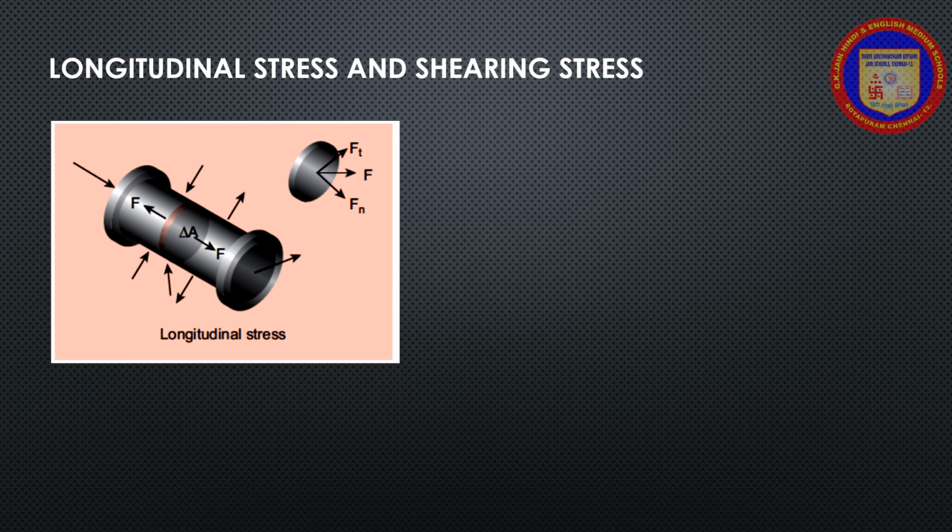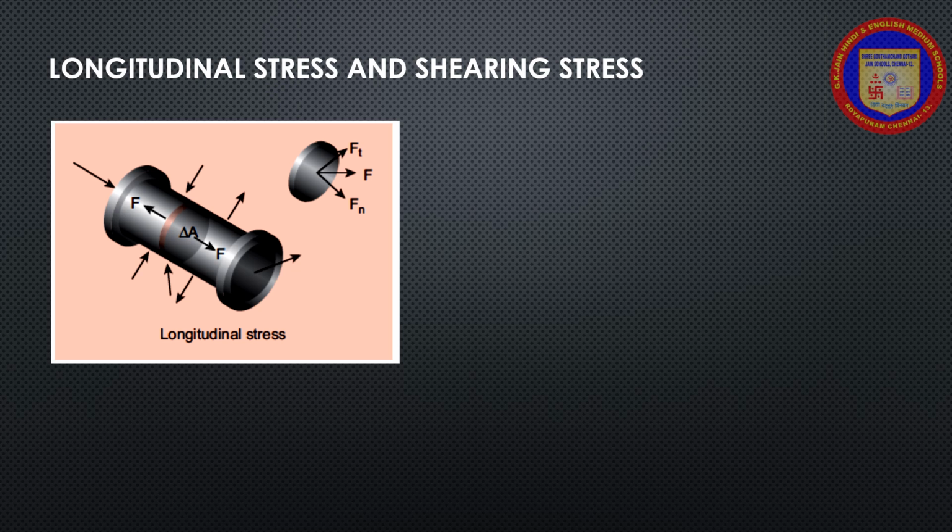Now let us consider delta A be the cross-sectional area of the body. Now the part of the body on the two sides of delta A exerts internal force. One force we take as positive and another force as negative. So we'll have F and minus F on each side, which is due to the deforming forces. The force can be resolved into two components as we learned. One is Fn, normal to the surface delta A, and Ft, tangential to the surface delta A.